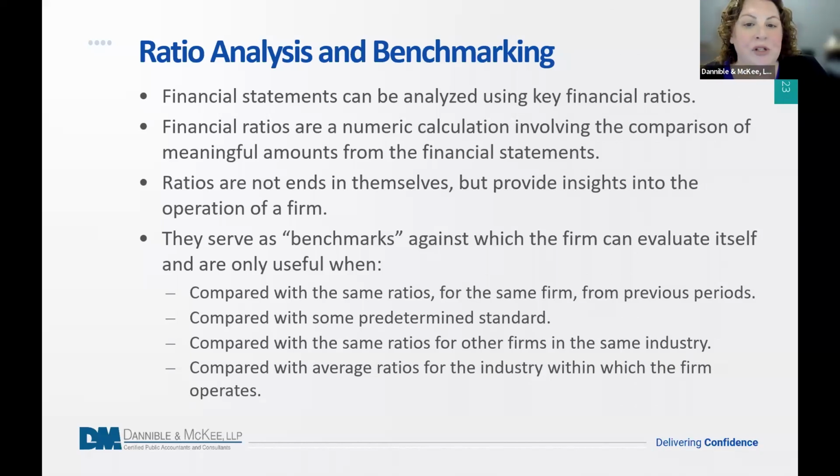So these ratios are going to serve as benchmarks. You're going to compare with the same ratios for the same firm for the previous periods. So utilizing where you were a year ago, this is something you're going to have to build upon. Comparing with some predetermined standard. So as part of your budget process, you may say, I have a net multiplier of XYZ that I want to achieve. And that's something you benchmark and predetermine that you want to meet or compare yourself to each month to see where you're at.